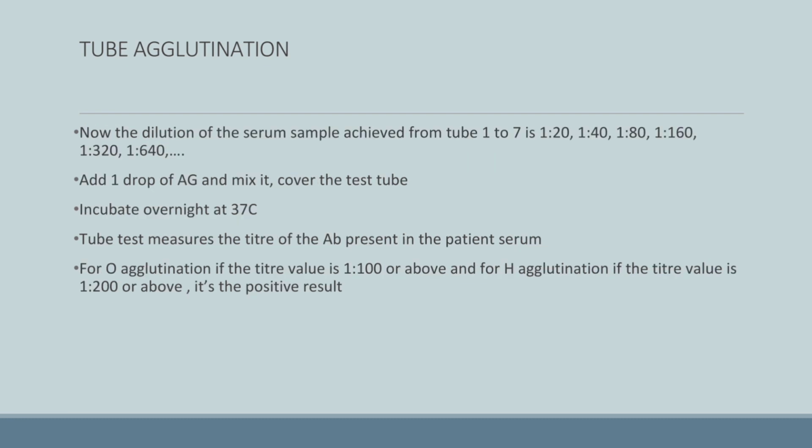So now the dilution of the serum sample achieved from tube 1 to 7 will be like 1:20, 1:40, 1:80 and so on.